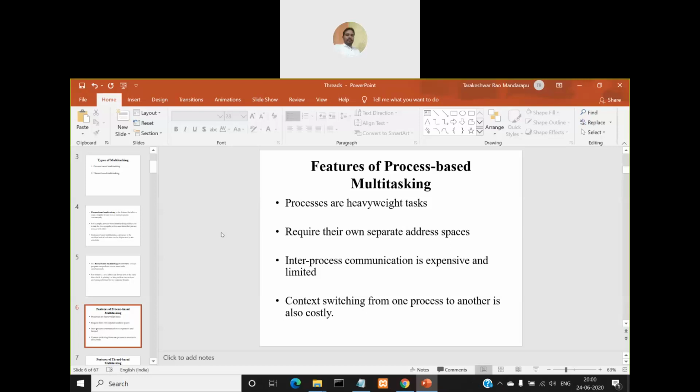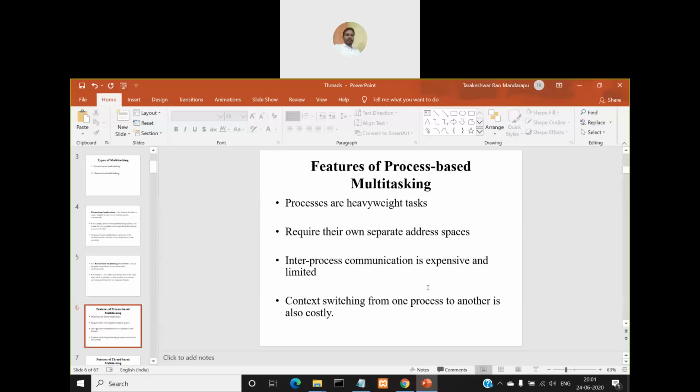If you go into the details of process-based multitasking, processes are heavyweight tasks because a process involves multiple tasks tied together into a single program, and they require their own separate address space. Address space means the amount of space that it occupies on the hard disk and RAM, the total number of locations in memory that this program is occupying. And inter-process communication is expensive and limited.